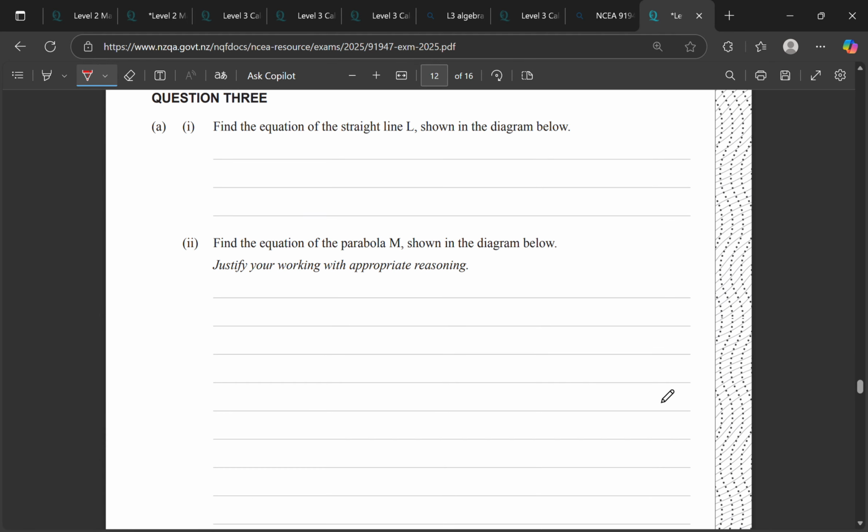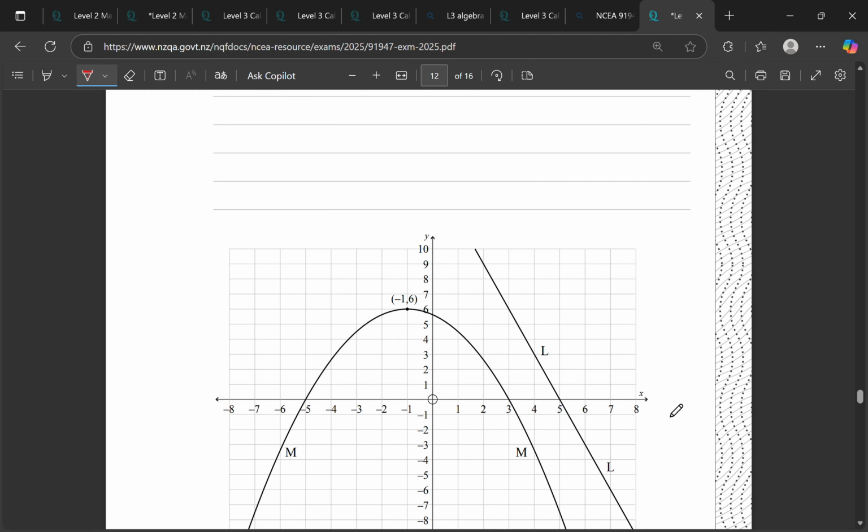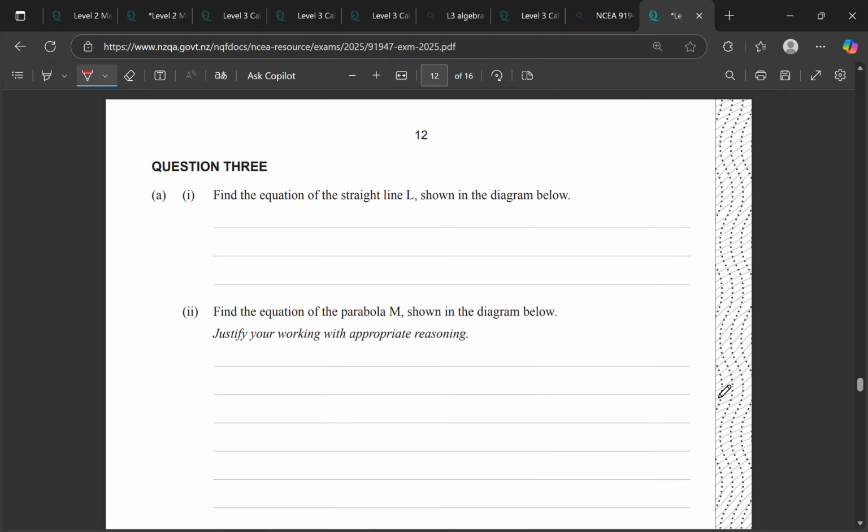Next, question 3. Find the equation of the straight line L shown in the diagram below. So for this one, unfortunately, there isn't any y-intercept, so we have to use 2 points. This one is clear, which is (2, 9), and this x-intercept is clear, (5, 0). So from this, we can find M and C, right?